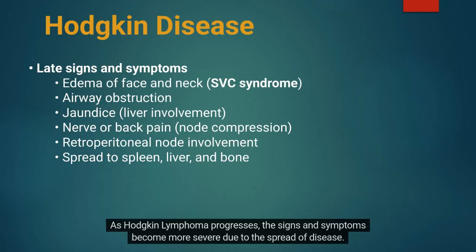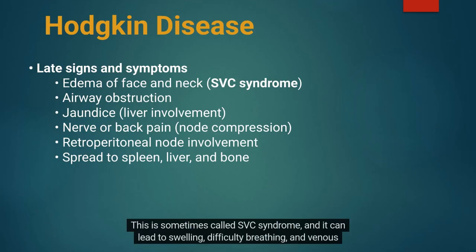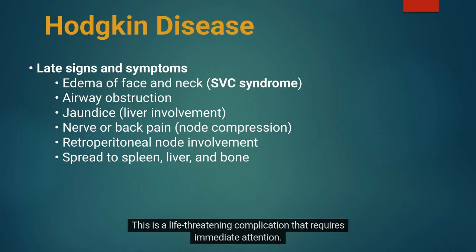As Hodgkin lymphoma progresses, the signs and symptoms become more severe due to the spread of disease. One important late manifestation is edema of the face and neck, often caused by compression of the superior vena cava. This is sometimes called SVC syndrome, and it can lead to swelling, difficulty breathing, and venous congestion. Airway obstruction may occur if enlarged lymph nodes press against the trachea or bronchi. This is a life-threatening complication that requires immediate attention.